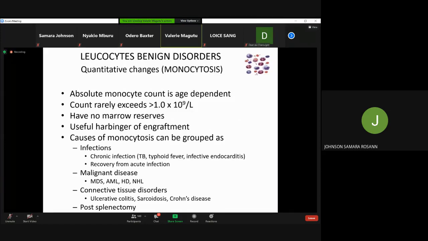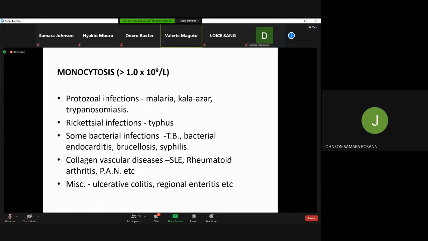Monocytes, you can get absolute monocytosis. The count rarely goes above 1, but when it does, we call it an absolute monocytosis. Some of the causes are chronic infections, when you're recovering from an acute infection, connective tissue disorders, or malignant diseases, which we will cover next year. Other causes include protozoal infections. You can get some of the rickettsial or bacterial infections, for example, your brucellosis or your syphilis. I think we've already talked about the connective tissue disorders.